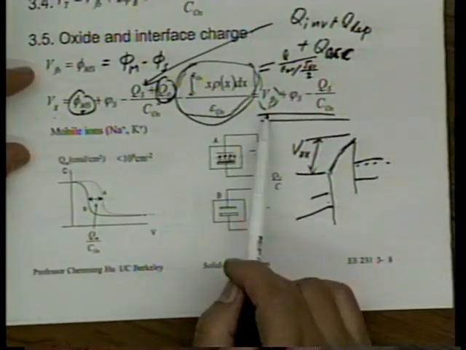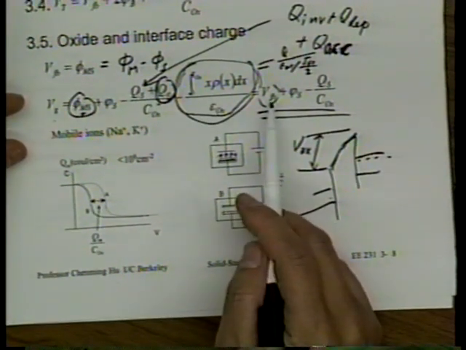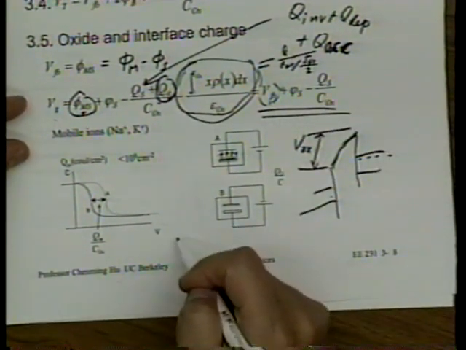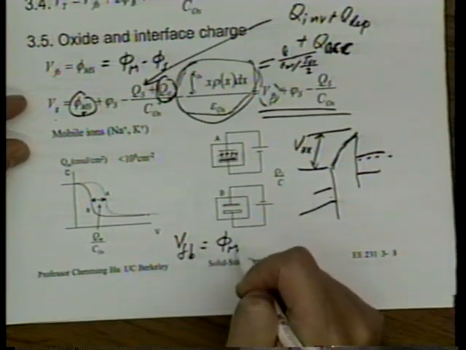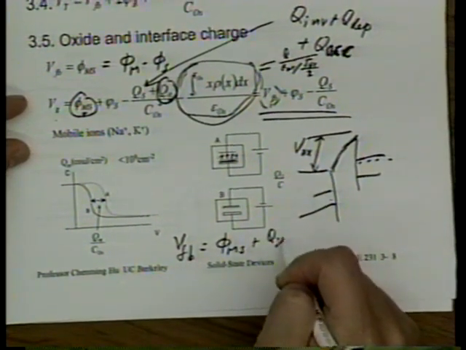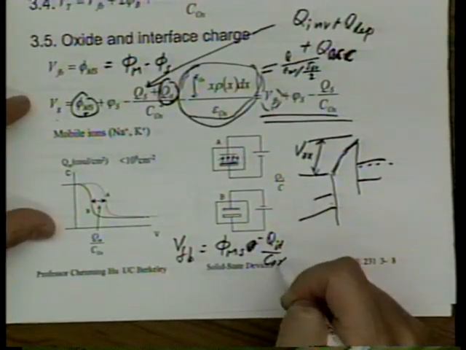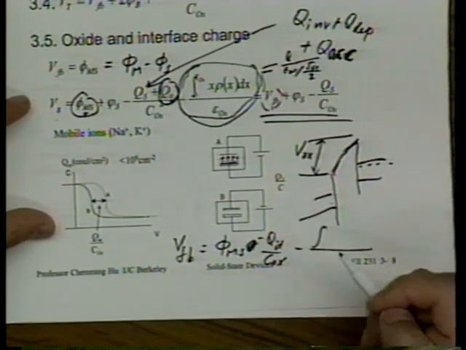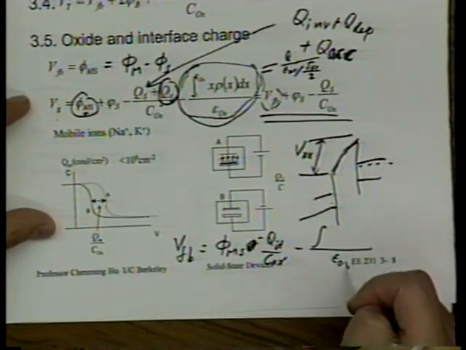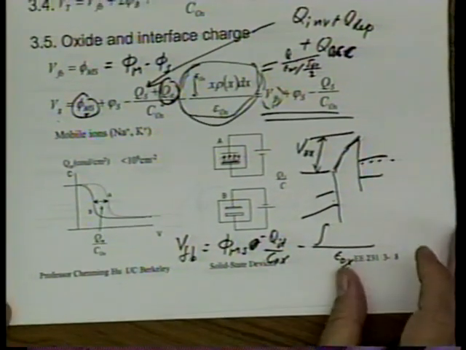That is, the flat band voltage should really be modified. The flat band voltage is really the sum of three terms. It's equal to phi ms, minus Q interface charge, QIT, over Cox, minus this integral term over epsilon of oxide. All right? So all these together give us the flat band voltage.